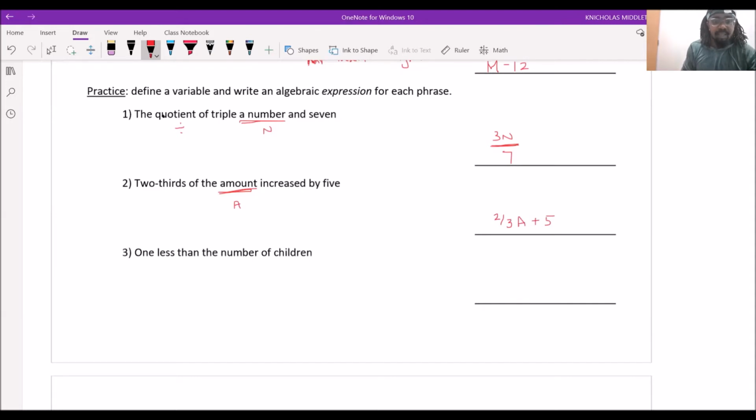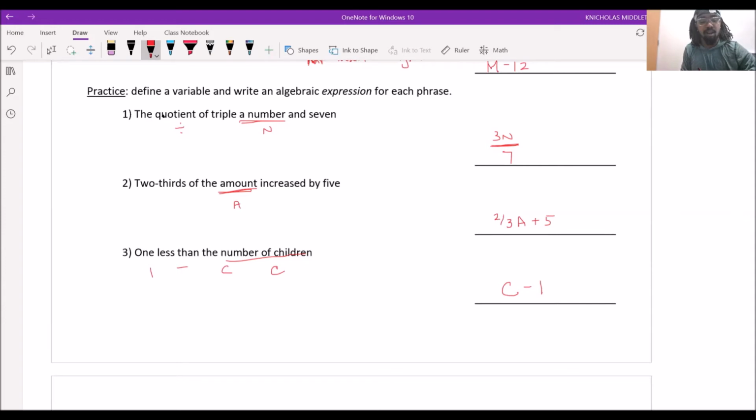1 less than the number of children. Number of children, C. So if I do 1 less than the number of children, I need to know how many children there are first, and then take away 1 from it. So C minus 1. This is really tricky because a lot of people will try to go through the problem and they'll say 1 less than children.